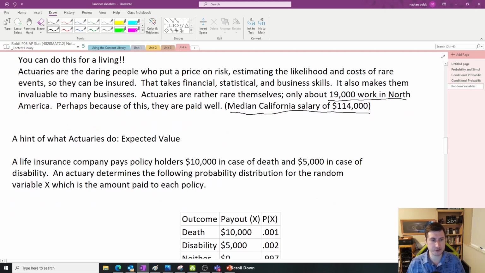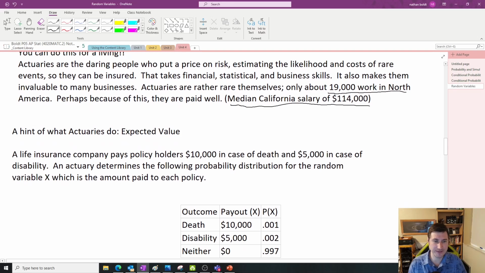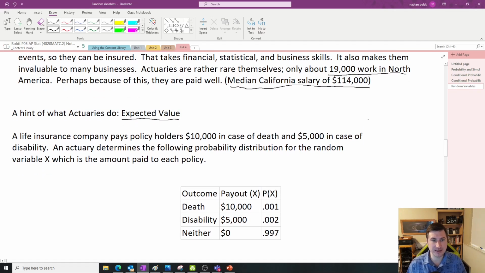So, what do they actually do? Well, they oftentimes look at this thing called expected value, which is what we are going to look at right now. So a life insurance company pays policyholders $10,000 in case of death. So if you die, they pay your beneficiaries. They don't pay you. That would be kind of useless. You would be dead. But they pay your family $10,000, and $5,000 in case of disability. So if you do get disabled, they'll give you $5,000. A simplified case, true, but it is something important to do once you get older.